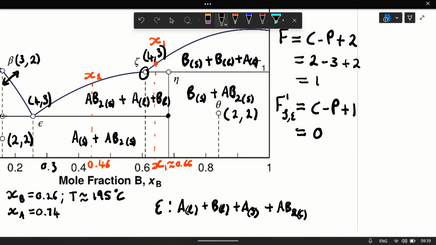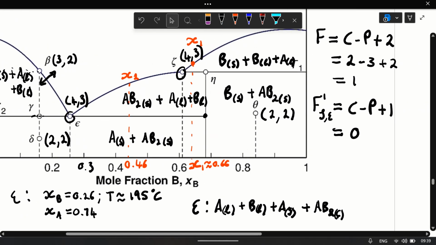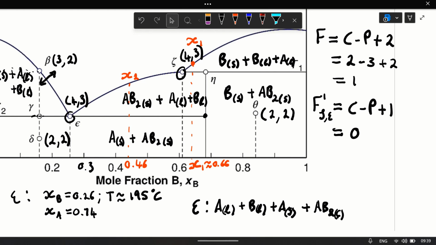You have 0 degrees of freedom, because if you move in any direction at those points, there's sort of like triple points on these diagrams. You agree? There's different lines that connect there. If you move in any direction at those points, you will disturb the equilibrium. So you cannot change any of the variables that are plotted on this diagram without disturbing the equilibrium. So their variance or their degrees of freedom need to be 0 for this diagram.